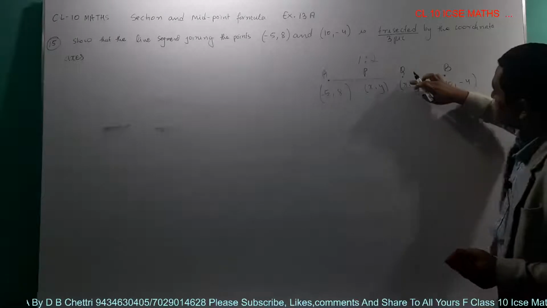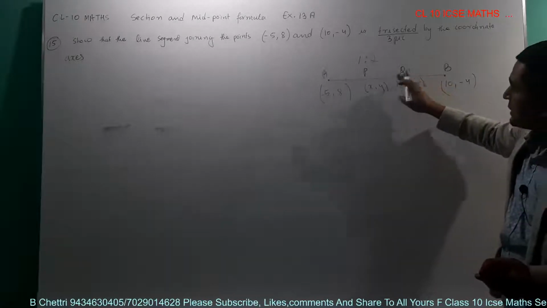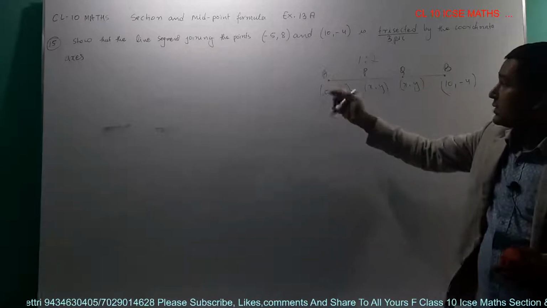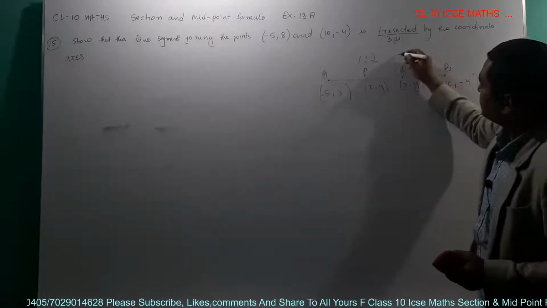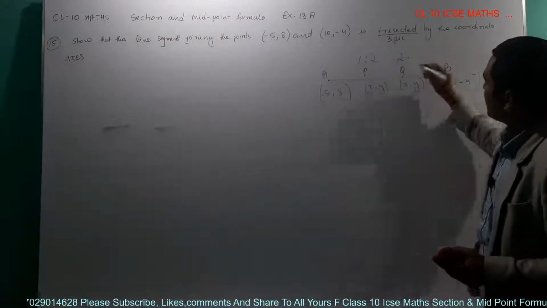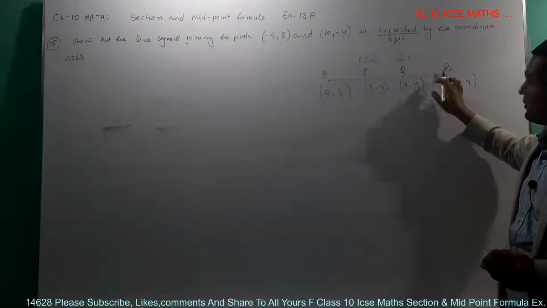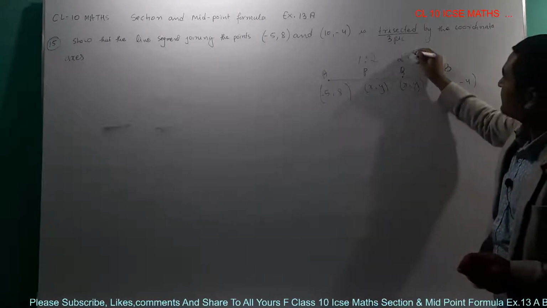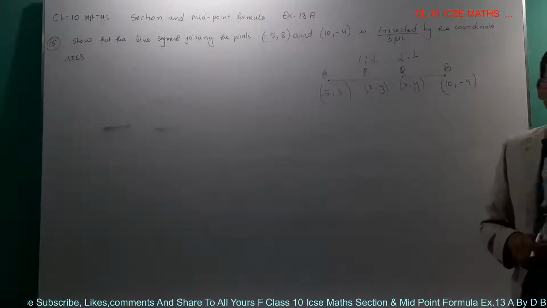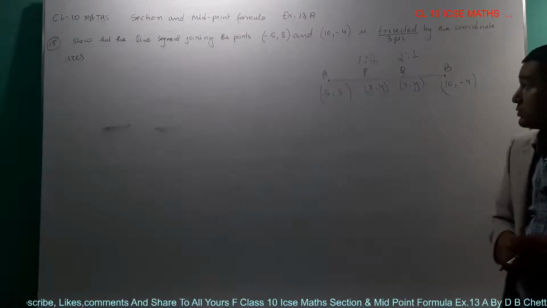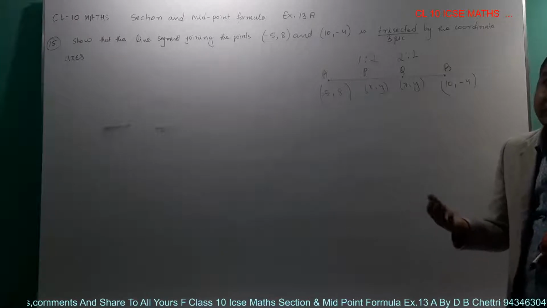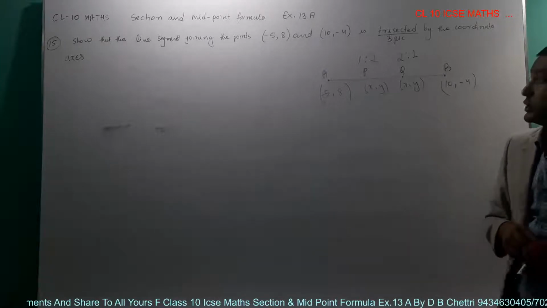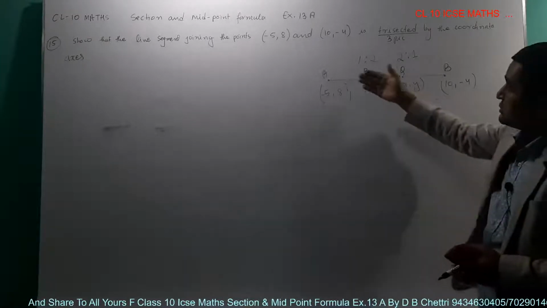And similarly, how do we get the ratio for Q? From the left-hand side, how many pieces are there? 1, 2. That means from A it is 2. Then from B, how many pieces are there? 1. This is the way we have to find the ratio of the point. If the line is divided into 3 pieces, 4 pieces, 5 pieces, this is the way we have to find the ratio. After getting the ratio, let's do it one by one.